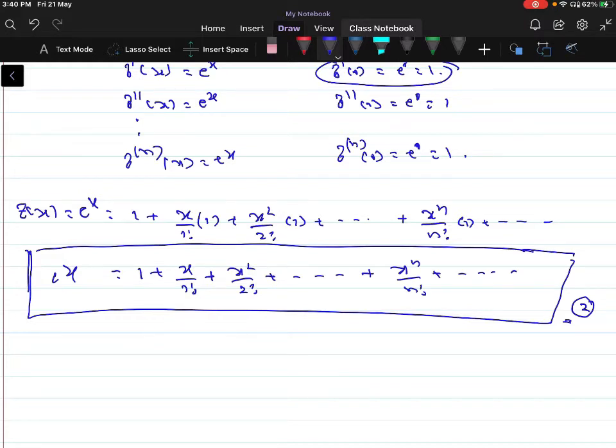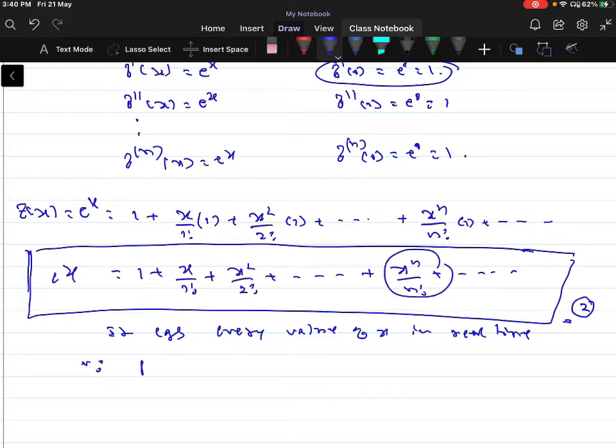It converges for every value of x in the real line, since the nth term Rn is equal to x power n by n factorial, so that goes to 0 as n tends to infinity. So it converges to 0 when n increases, even Rn converges to 0.